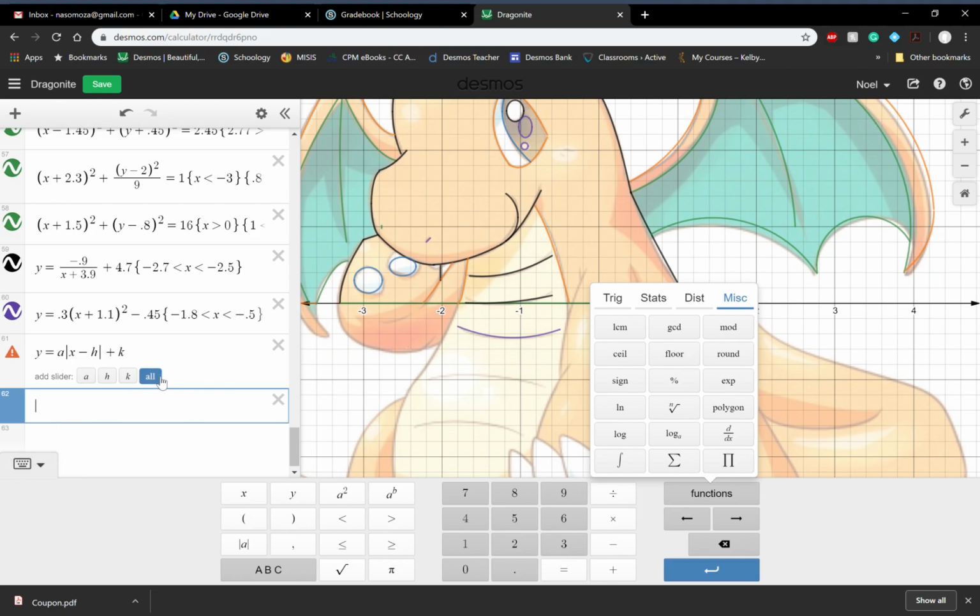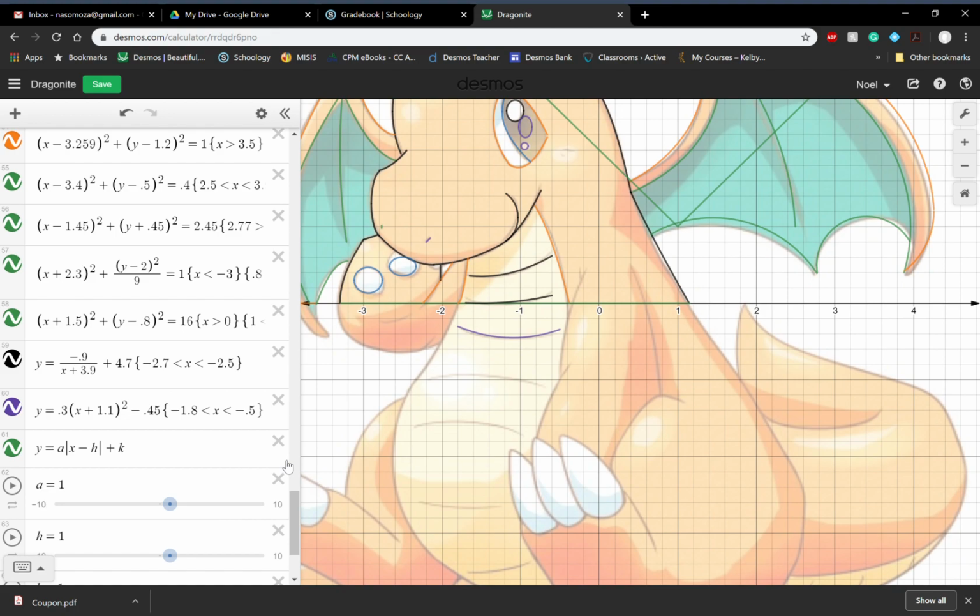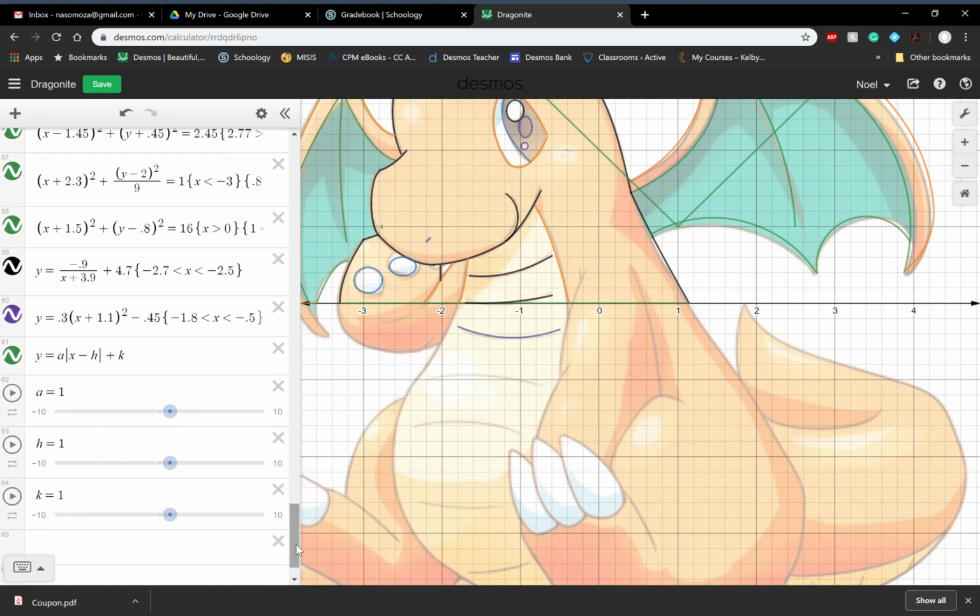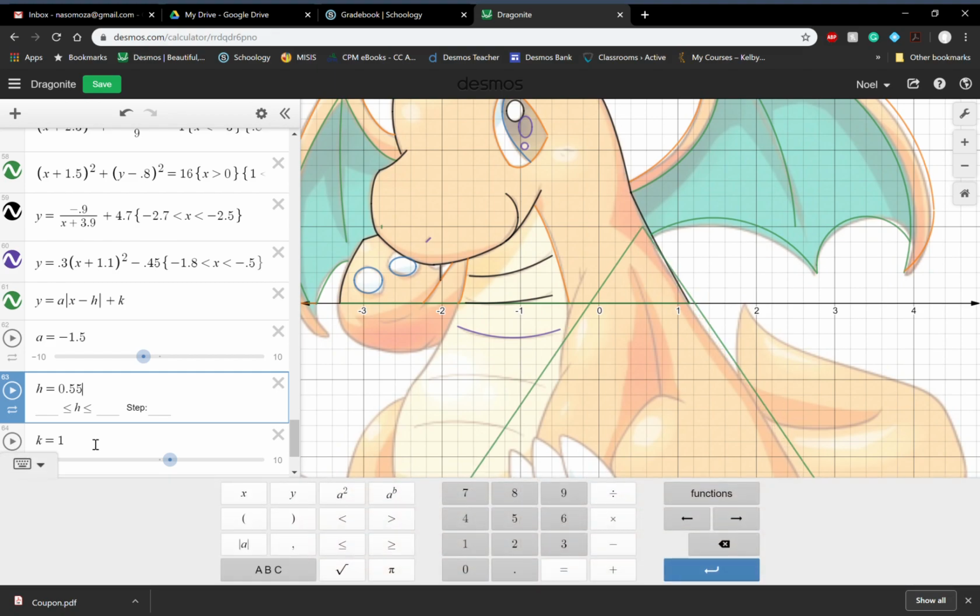Okay, so add the sliders once again, and now we play around until it lines up. So A, let's move this over. Okay, let's try maybe 0.5. 0.55. No, I want to line it up a little bit better. So maybe 0.49. Okay. And then my K is probably fine where it's at.